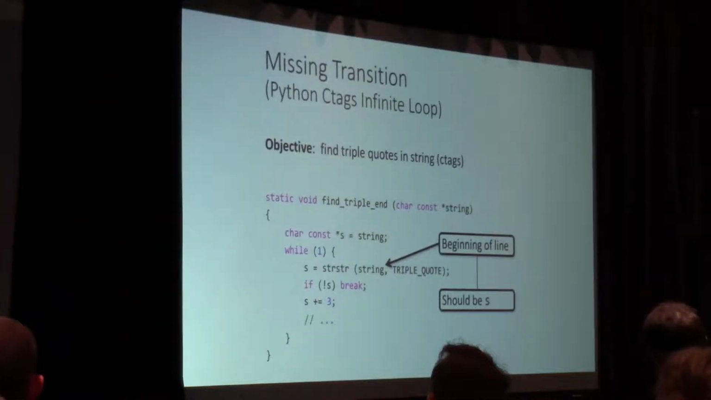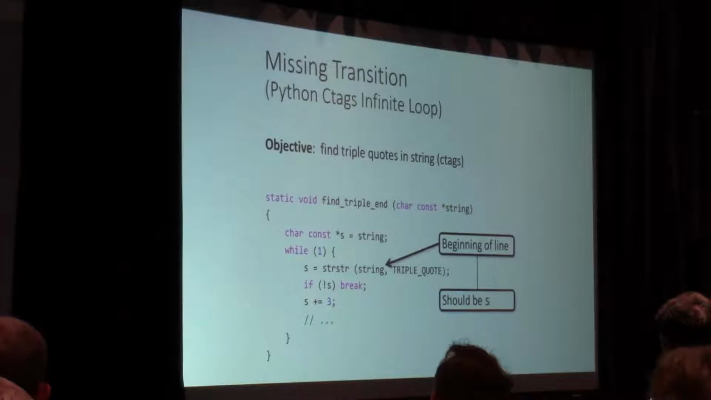So what's going on here is it's going through looking for triple quotes. Okay, and it should every time update the location where it's finding the triple quote once it's found it, but it always goes back to the beginning because it puts string there instead of s. You guys can see how this could be a very easy error to make, right?